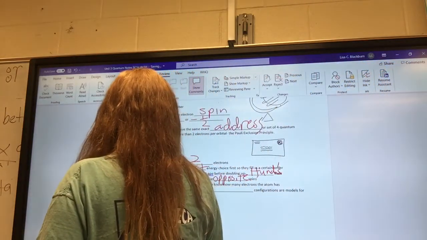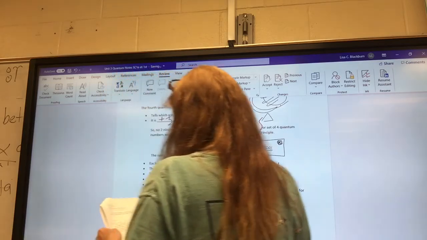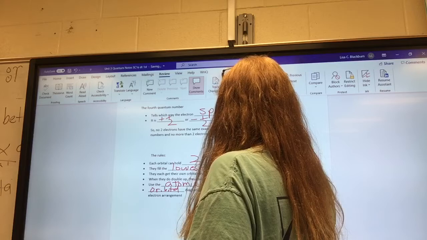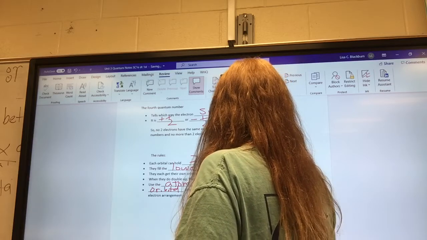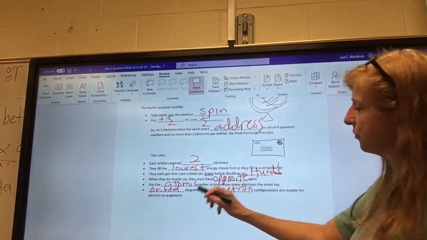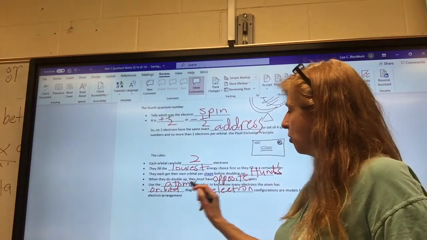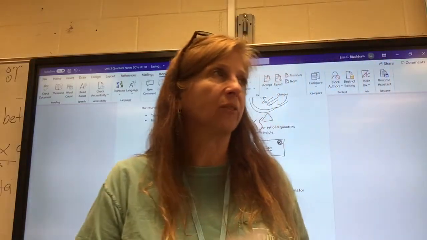Orbital diagrams and electron configurations are models for electron arrangement. And we're going to learn how to do both of these, orbital diagrams and electron configurations.